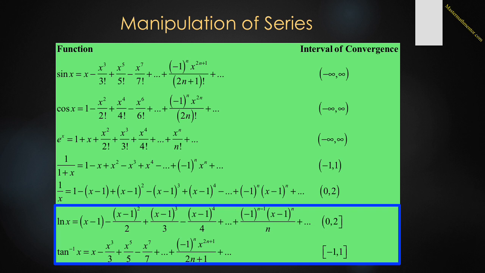And finally, the inverse tangent of x can be written as x minus x cubed over 3 plus x to the 5th over 5 minus x to the 7th over 7 plus dot dot dot. The general term here is negative 1 to the n, x raised to the 2n plus 1 over 2n plus 1. And the interval of convergence here is the closed interval negative 1 to 1.